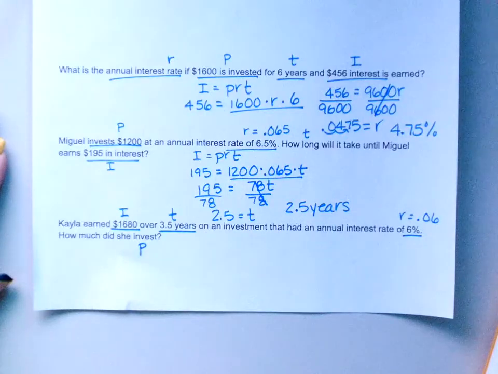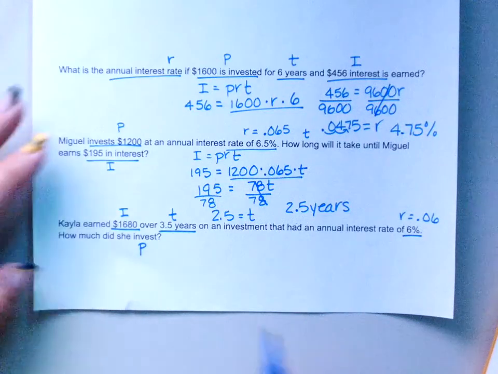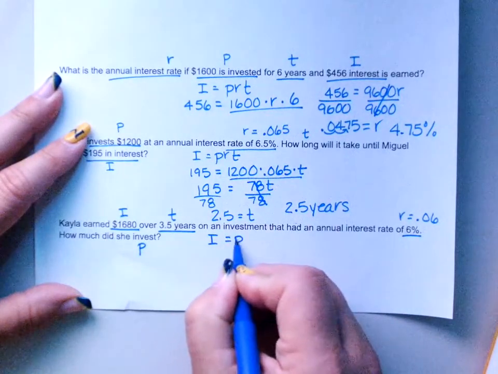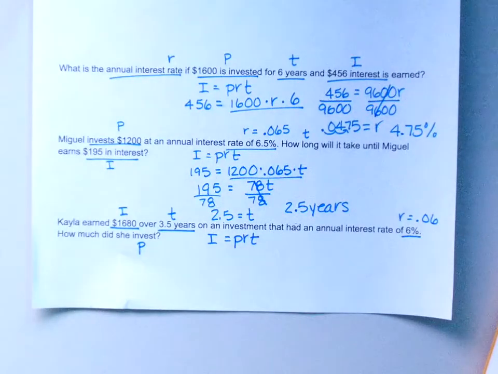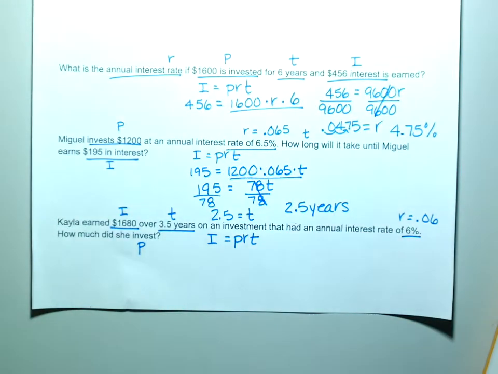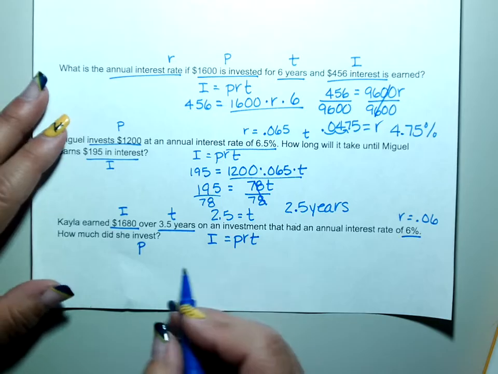My lights went off in my room because I was sitting too still. But I think we can still see this. All right, I equals PRT. I'll turn my light on. Let's see. Oh, that's a little better.